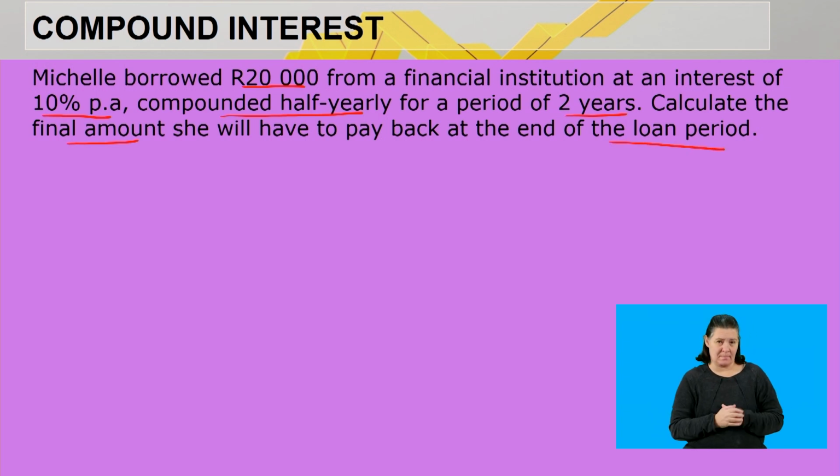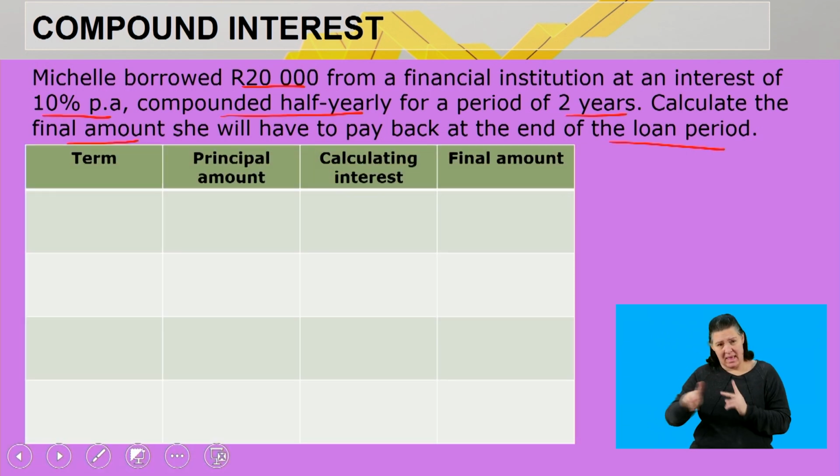So what is important here? The principal amount is 20,000 rand. The interest rate is 10% per annum, compounded half yearly. What is the time period of this loan? It's 2 years. We would like to know what is the amount due, the amount payable back to the financial institution. So therefore, let's look at this.